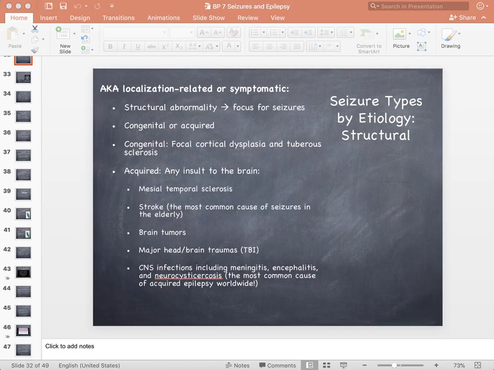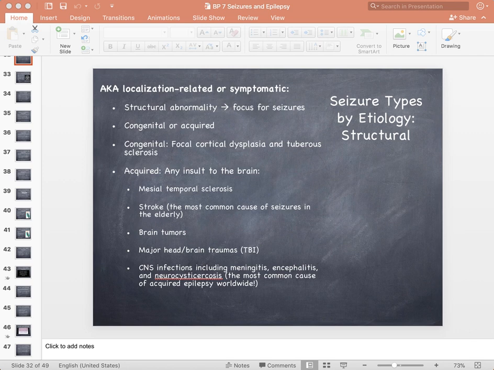All right. So when we think of acquired causes, this is any insult to the brain. So there's mesial temporal sclerosis. We'll talk a little bit more about that in a slide or two. Then there's stroke. This is the big one. This is the most common cause of seizures in the elderly, especially in the United States. So a person has a stroke, there's an area of dead tissue. Brain doesn't like that. You can get seizures.